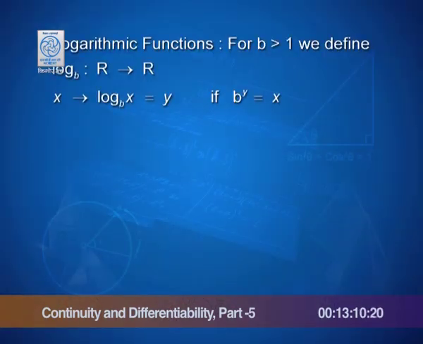Now, what do you know about logarithmic functions? Let us just catch up with that. Logarithmic functions are defined for any b greater than 1 as functions which are defined on positive real numbers to the real numbers, and the rule is y equals log of x to the base b if b raised to the power y is the same as x.